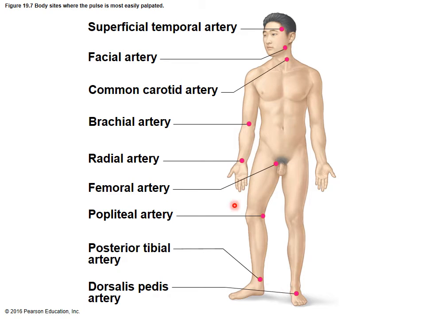Other pulses that can be measured or palpated are the femoral artery, the popliteal artery. For people who have surgeries on their limbs, sometimes it's really important to monitor those pulses and make sure you have good circulation. So for example, if you have knee surgery, it's important to check these pulses regularly and look for color in the skin, and also check the temperature of the skin to make sure that you are getting good circulation to that limb.